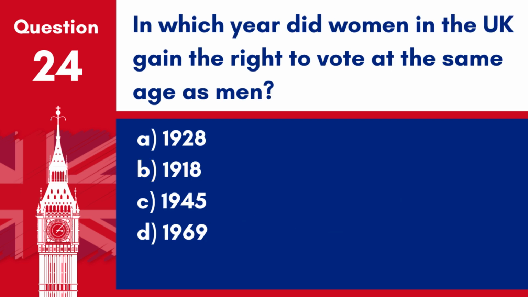Question 24. In which year did women in the UK gain the right to vote at the same age as men? A. 1928. B. 1918. C. 1945. D. 1969. Answer: A. 1928. Women in the UK gained the right to vote at the same age as men in 1928.